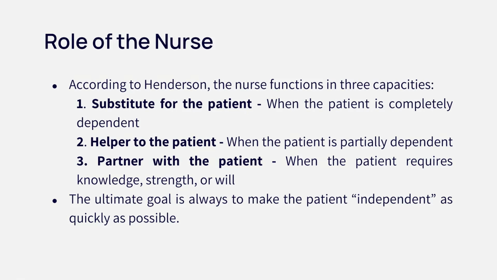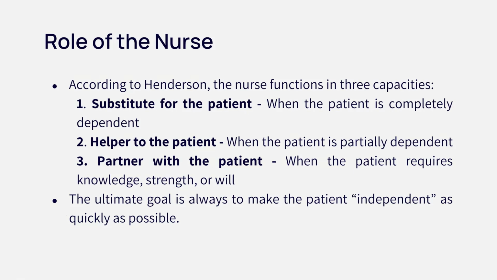Second is helper. When the patient is able to perform some activities but is unable to perform others, at that time we will perform those activities for him. Third one is partner with the patient when the patient requires knowledge and strength. Similar to Orem's theory, where the nurse helps in three manners: wholly compensatory, partial compensatory, or educative. So here, substitute when the patient is wholly dependent, helper when partial help is required, and partner when the patient requires knowledge or strength or will, when we support him to perform the activities.